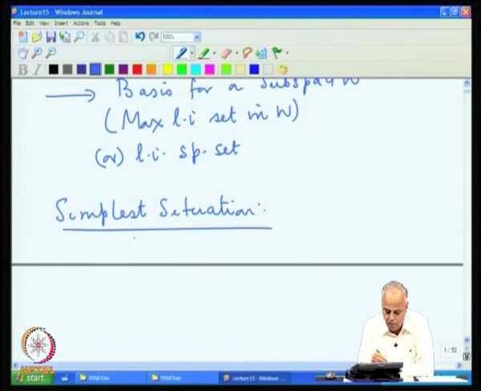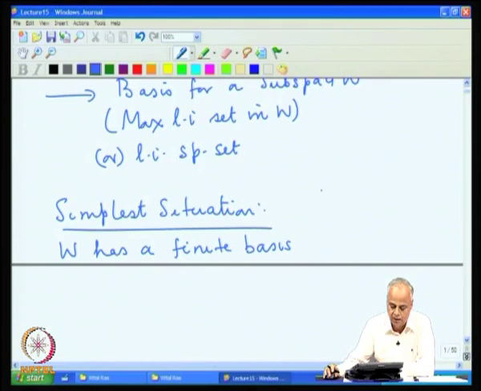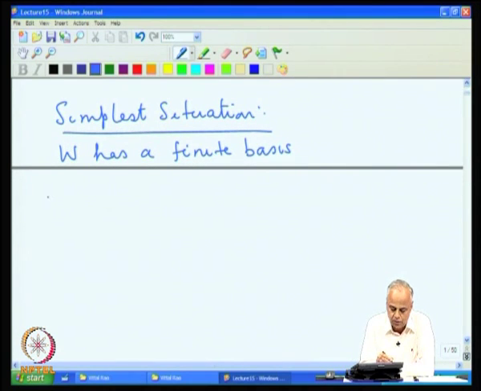Now, from the point of view of sampling, the simplest situation is when W has a finite basis, so that our sampling set is a finite sampling set. So, this led us to the notion of a finite dimensional space.